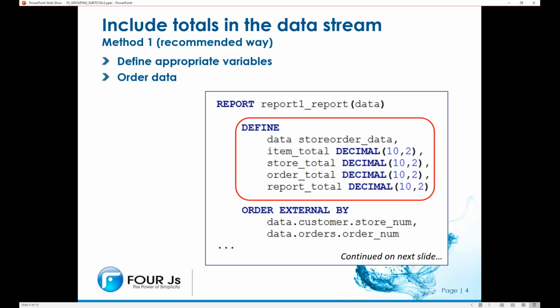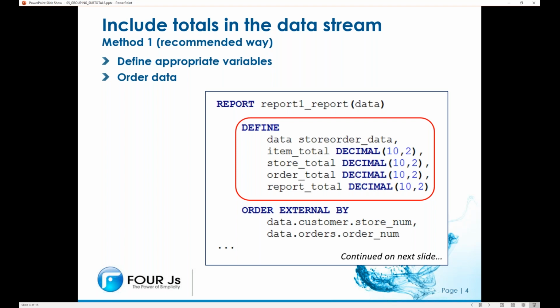To do this, we're going to go into our report block and start off by defining our appropriate variables. This uses an old schema, but let's assume that we have items, stores, orders, and reports, and we want to give totals for these as things break up.